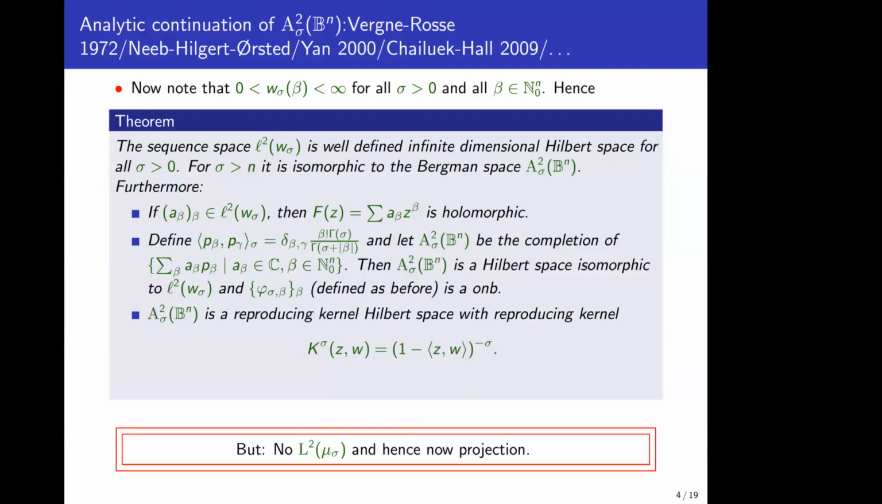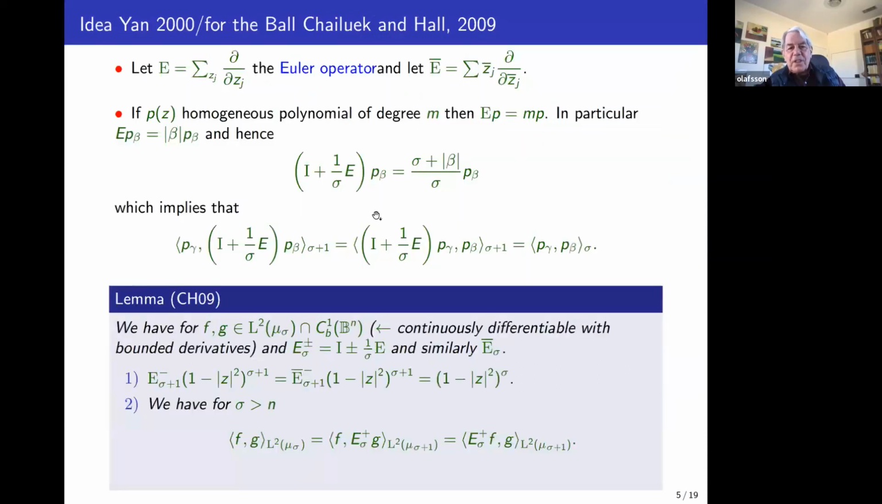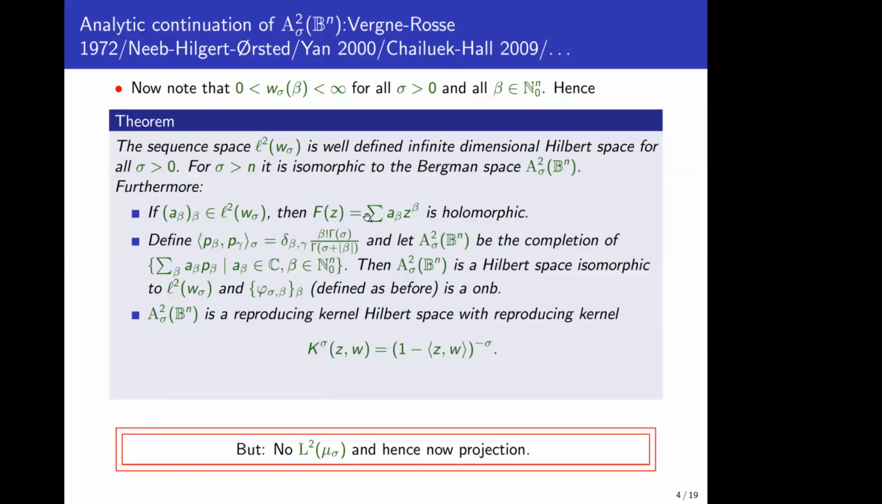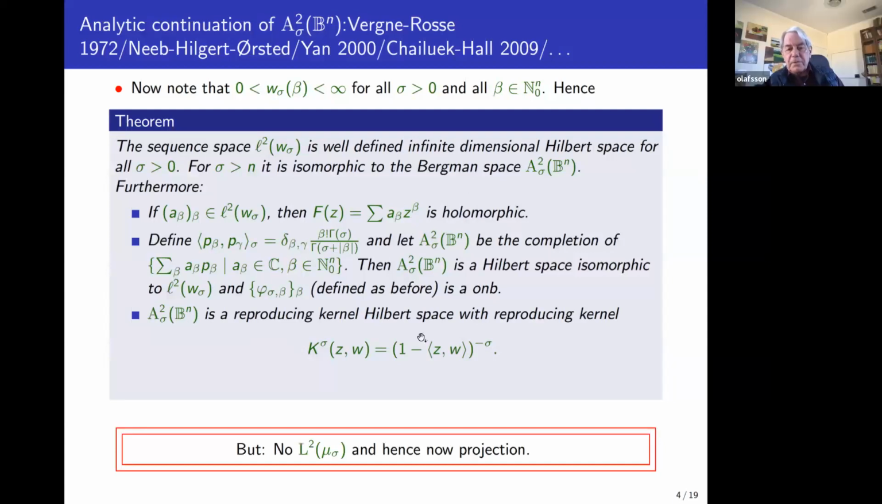So the result that capital F is holomorphic is from the later papers? You can just prove this by hand, by looking at the growth of the alpha beta. You can also view this using a Laplace transform, but this is a holomorphic function.